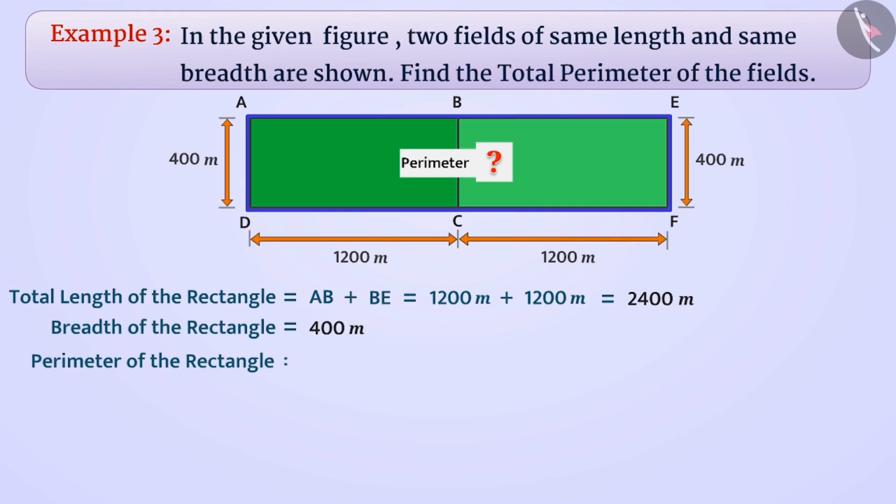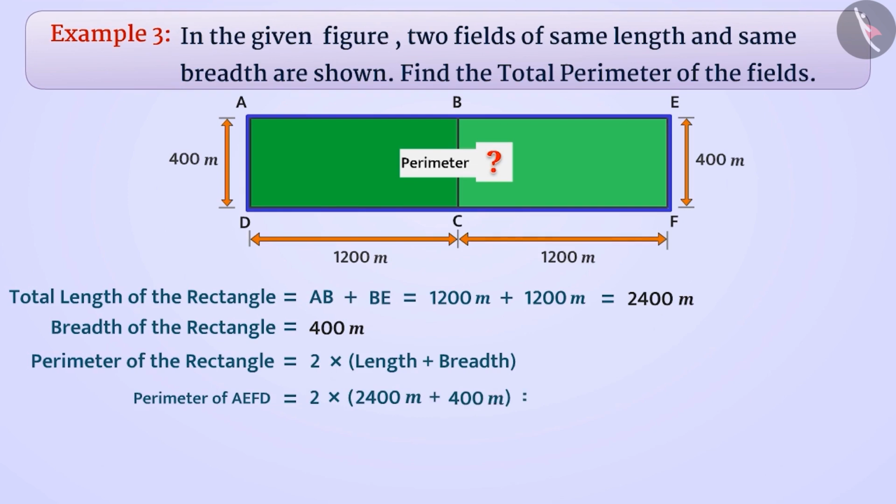We know that the perimeter of the rectangle is equal to 2 into (length plus breadth). Thus, the perimeter of the rectangle AEFD is equal to 2 into (2400 meters plus 400 meters), which is equal to 2 into 2800 meters, which is equal to 5600 meters.